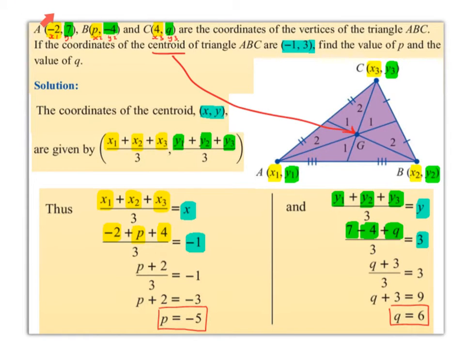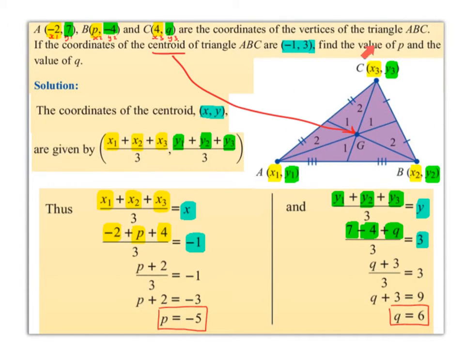A(-2, 7), B(p, -4), and C(4, q) are the coordinates of the vertices or corners of the triangle ABC. If the coordinates of the centroid of triangle ABC are (-1, 3), find the value of p and the value of q. So we need to figure out what p and q are.